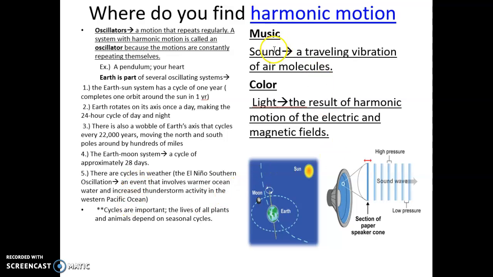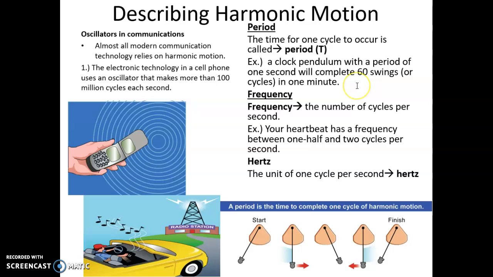And then you have music and color. Those are also examples of harmonic motion because we're dealing with waves. Music, sound travels as a wave, and so does color, light travels as a wave as well. Okay, so there are different vocabulary terms that you'll need to be familiar with in terms of both harmonic motion and waves. Those vocabulary terms are period and frequency.